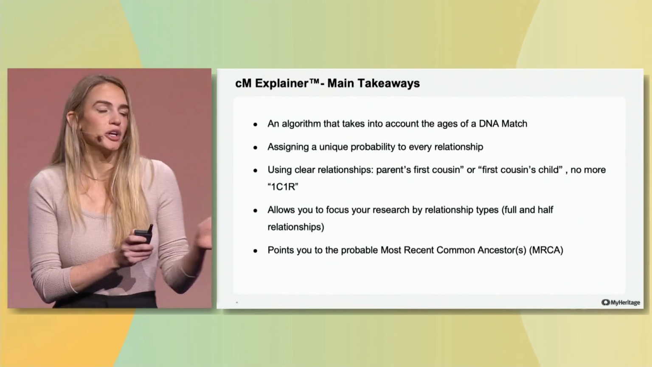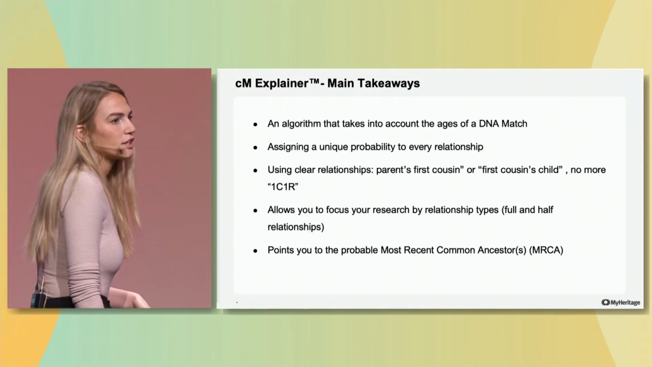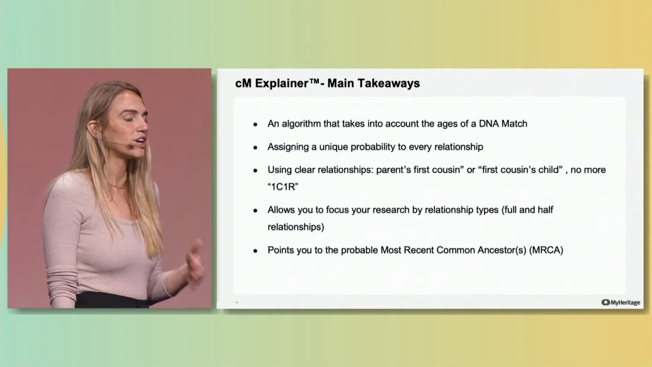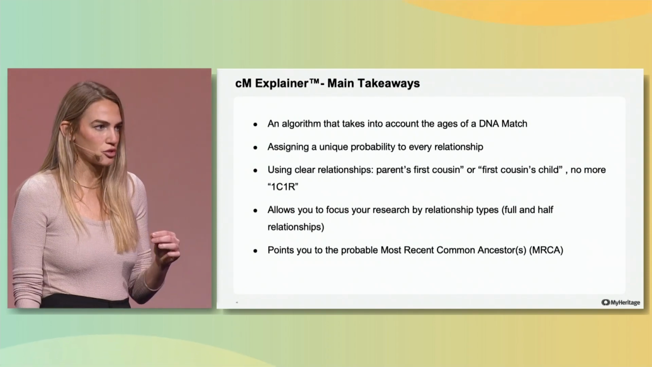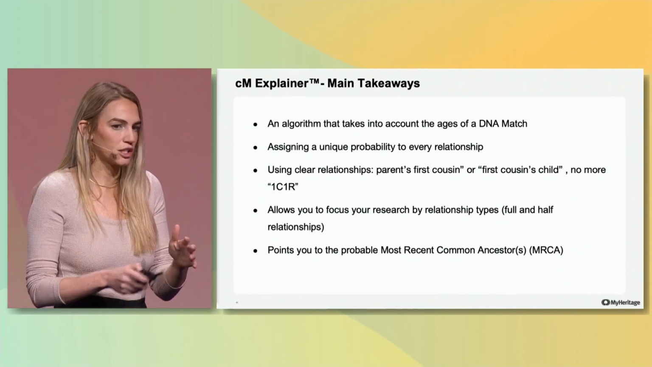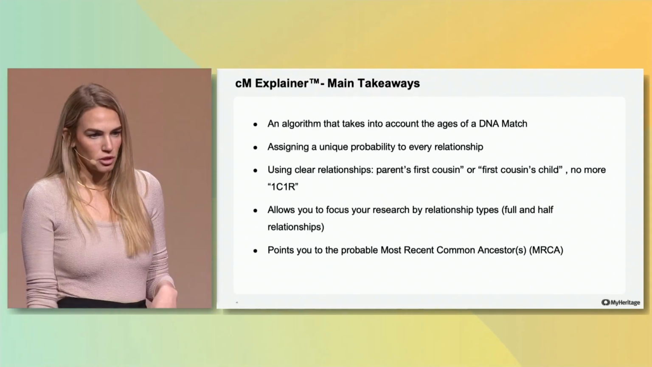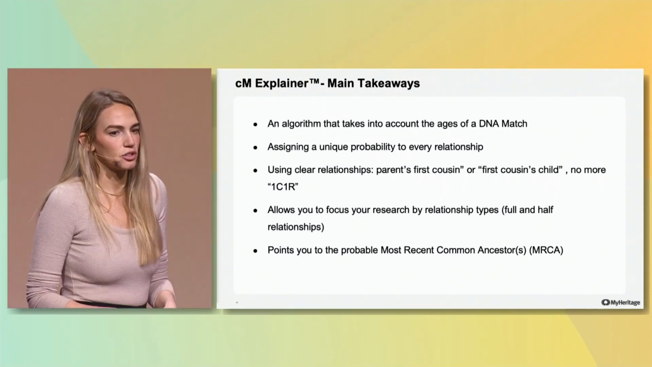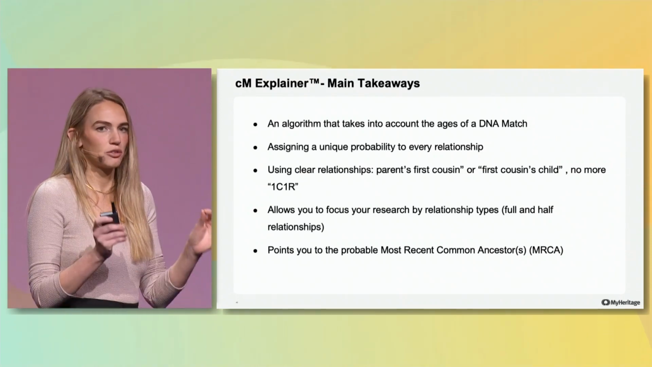So to conclude the CM Explainer, the main takeaways of what is the novelty in that case. It uses an algorithm that takes into account the ages of the DNA match. And it fine-tunes the results. And it provides you the probability for each relationship type. So no more probabilities for a group of relationships where you need to look within it. You'll be able to know the likelihood of each specific relationship. And no more vague terms like 1C, 1R, just simple as that. It's your parents' first cousin or your first cousin's child. It will pinpoint you to the path.